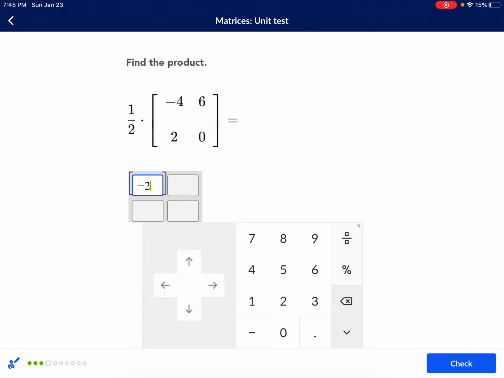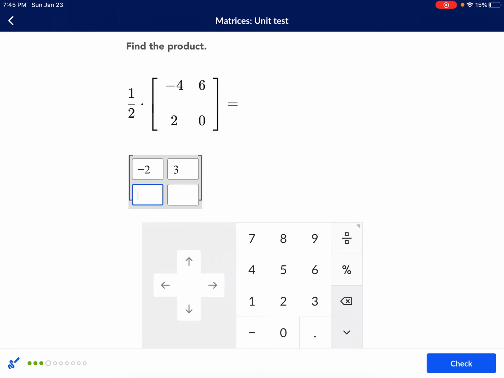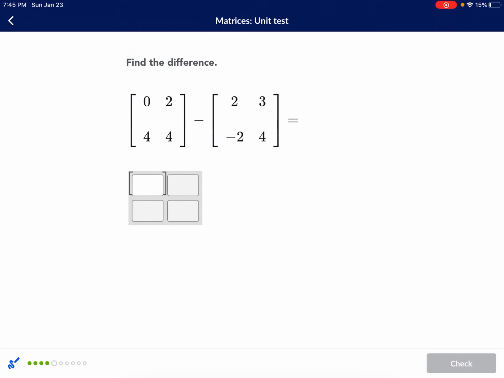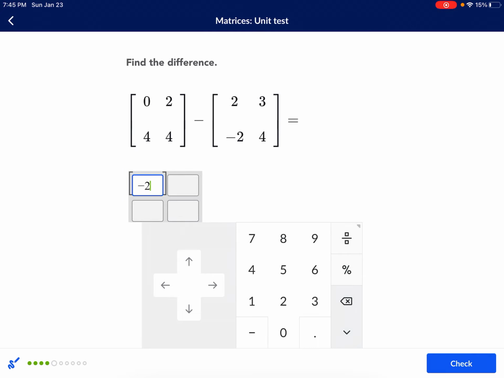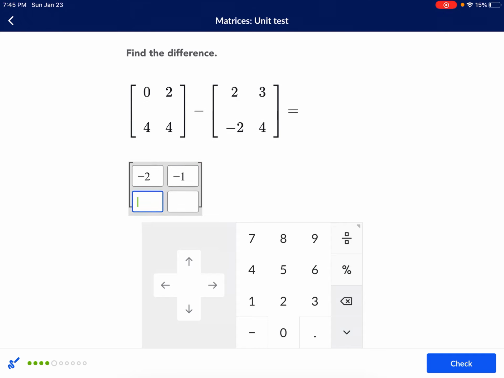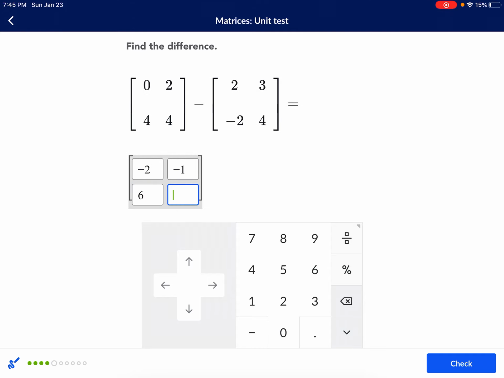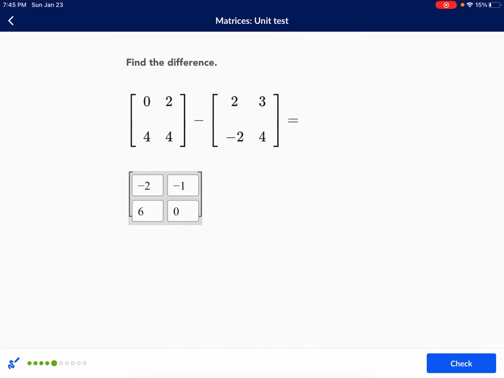1/2 times negative 4 is simply negative 2. 1/2 times 6 is simply 3. 1/2 times 2 is 1. And 1/2 times 0 is 0. Okay, 0 minus 2 is negative 2. 2 minus 3 is negative 1. 4 minus negative 2 is 6. 4 minus 4 is 0.